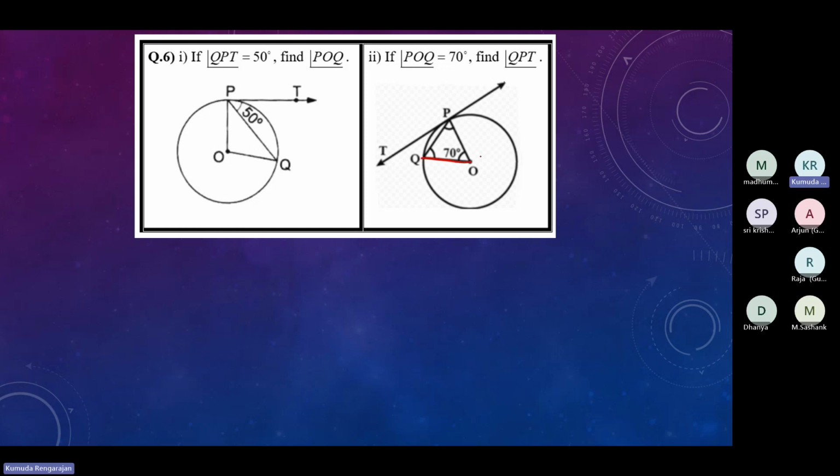Again, OQ is equal to OP, radius. So this side is equal to this side. So this angle is equal to this angle. 180 minus 70, 110. So it will be 55 here and 55 here. Now we need to find angle QPT. QPT is this angle.